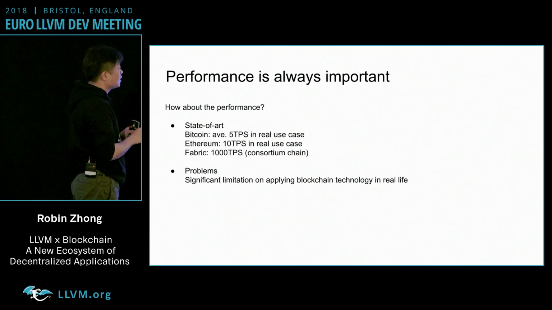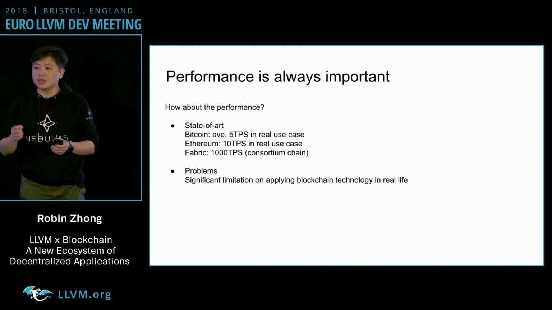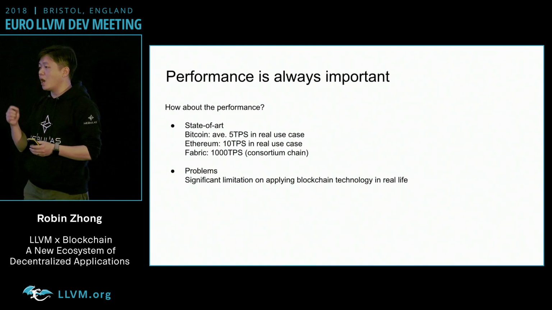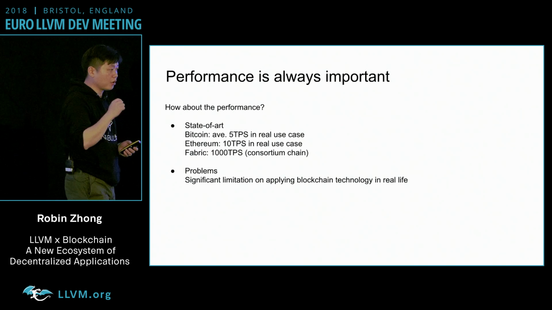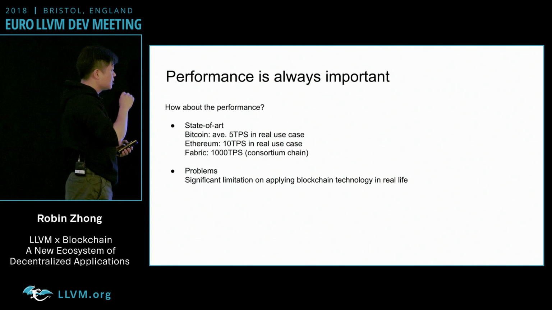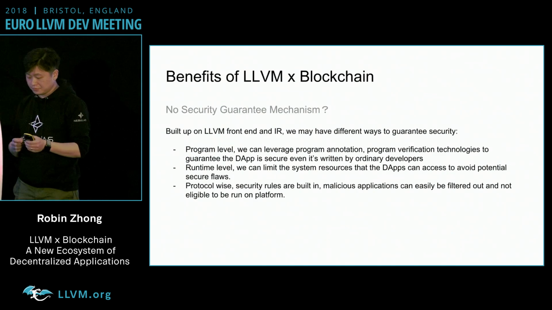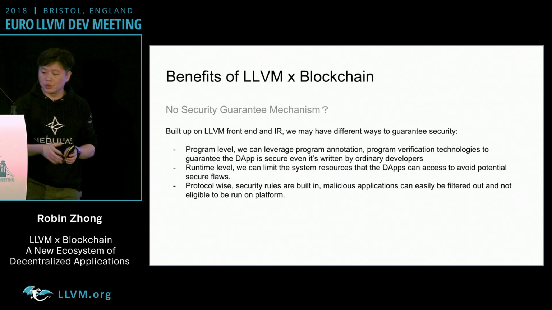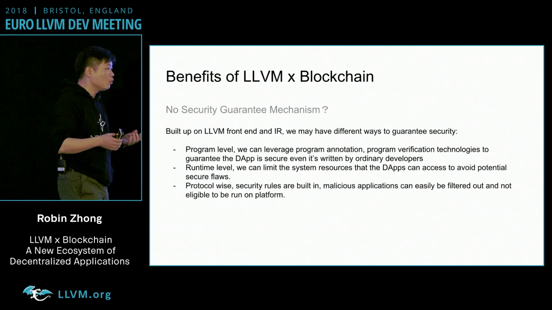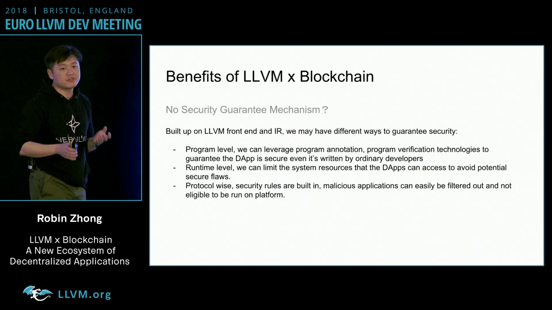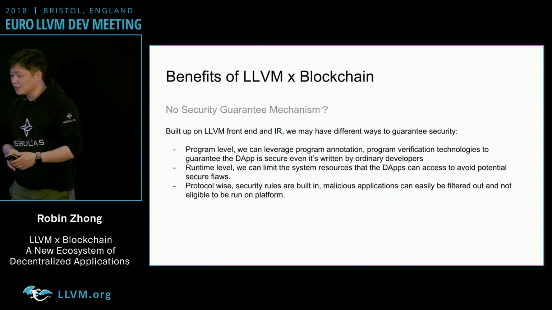So we want to find another way to boost their performance, to make more and more business can build on top of blockchain. In that case, performance is our key feature if we can improve it. So besides all those pain points, why do we think LLVM can do that?